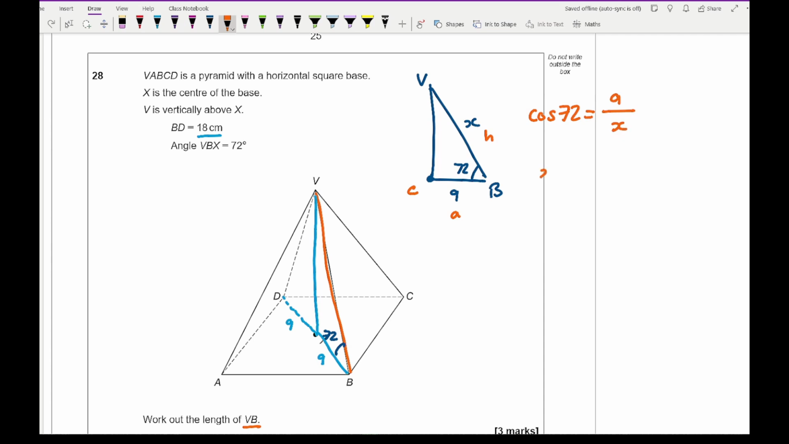So then to work out x, I take x to the other side, and that equals 9. So x equals 9 divided by cos 72. And if I type that into my calculator, I get an answer of around 20 something. Let me just type it in now. 9 divided by cos 72. I get an answer of 29.1, and that's to 1 decimal place.